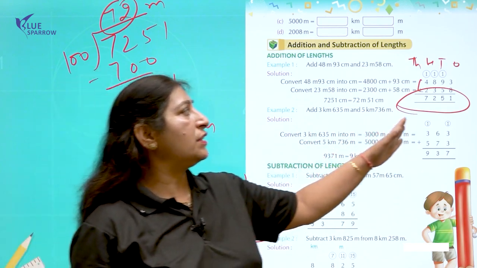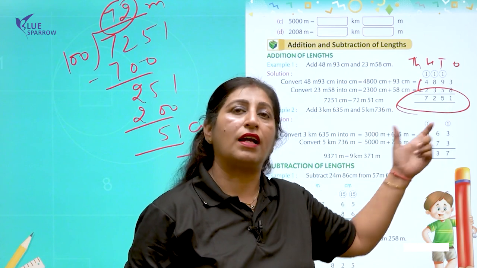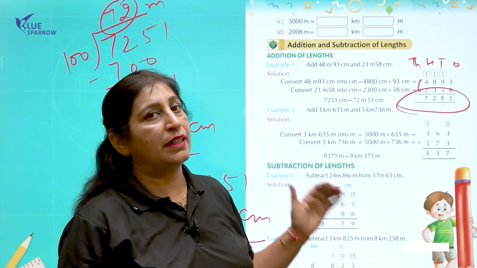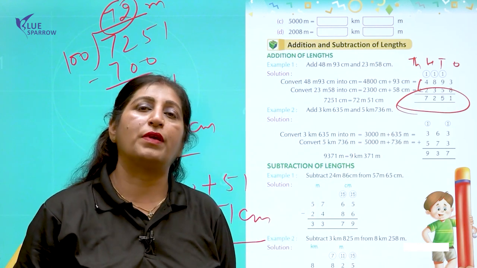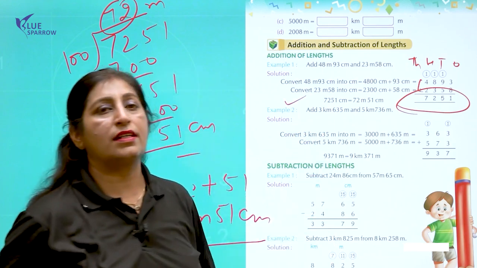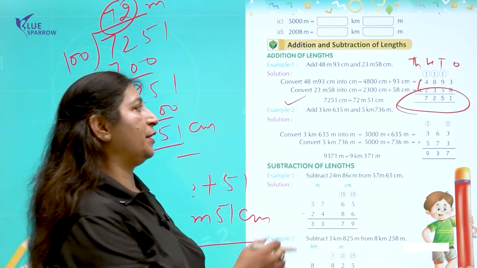You can write 7251 centimeter as your answer, but in the question you are given the lengths in meter and centimeter. So your answer should be in the form of meter and centimeters. So here in this case your answer is 72 meter 51 centimeter.